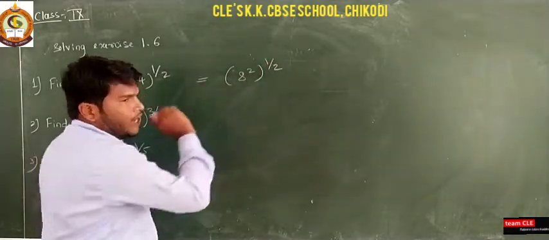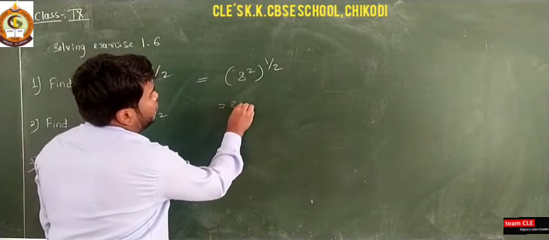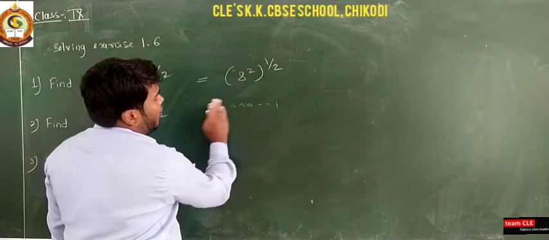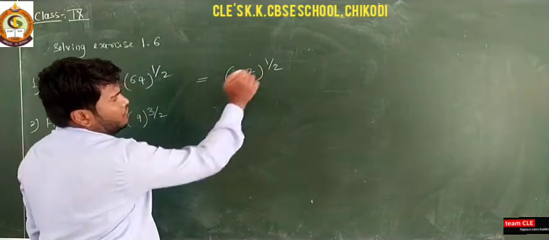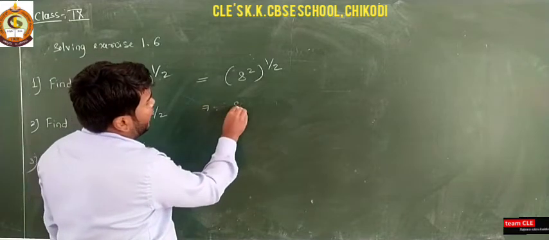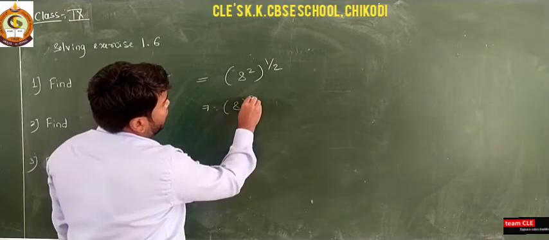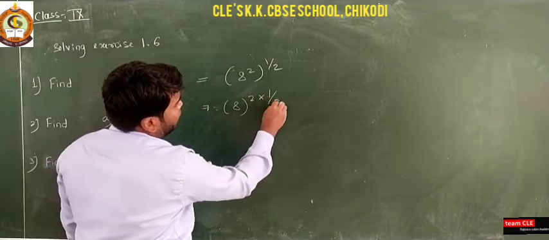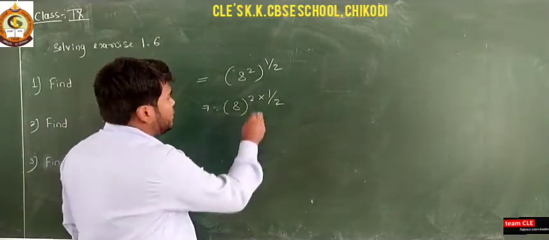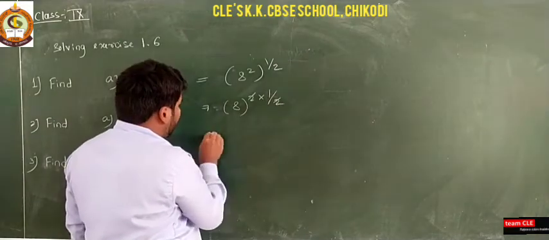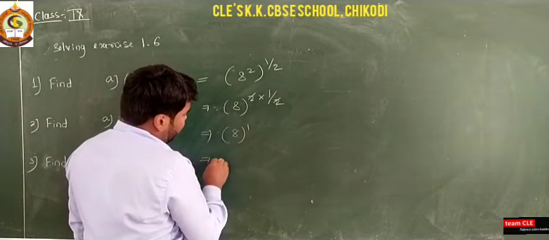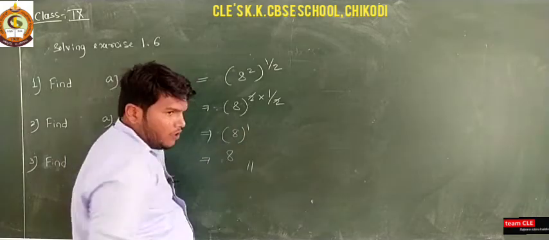If you do 8 into 8, again it is 64. Instead of writing 64, I have written it as 8 square whole raised to 1 by 2. So 8 whole raised to 2 into 1 by 2. This 2 and this 2 get cancelled. So remaining is 8 raised to 1, which is equal to 8. So this is your required answer.